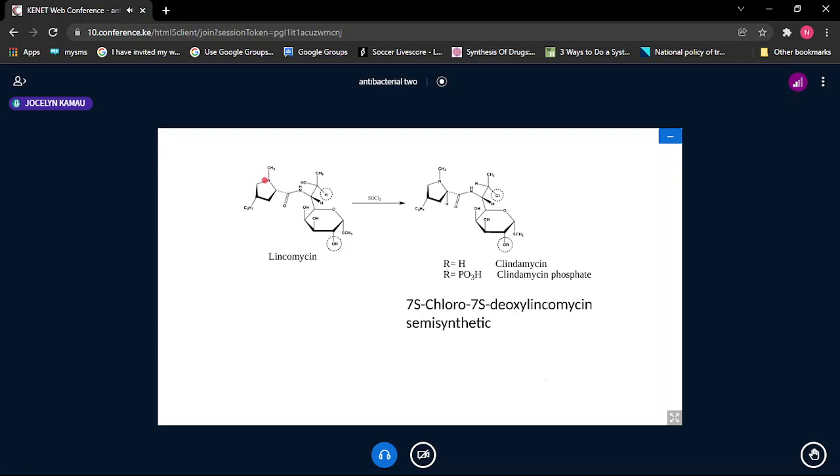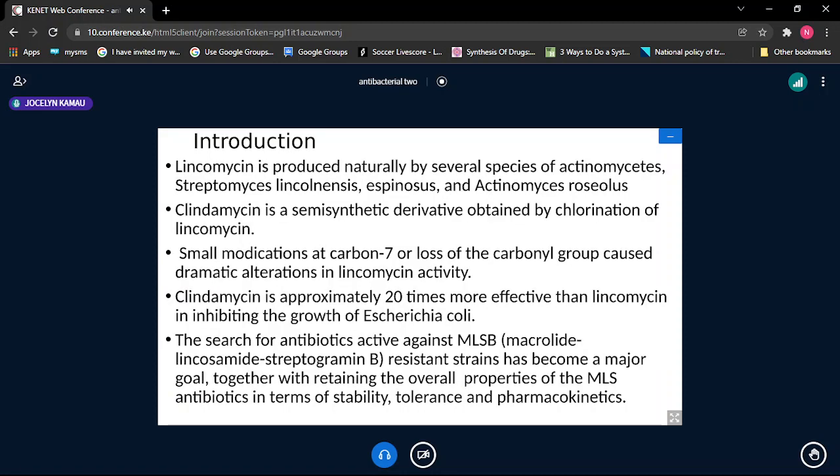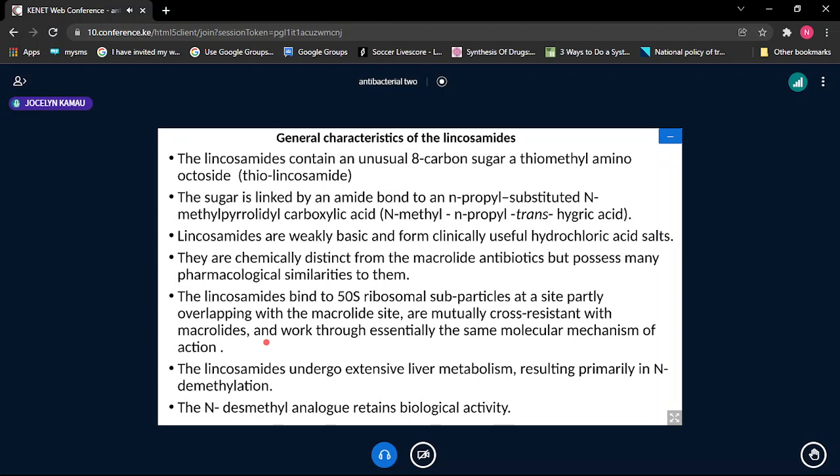So this nitrogen is highly basic if you compare it to this nitrogen, because this nitrogen is attached to an electron withdrawing group, and therefore the lone pair of electrons of that nitrogen are a bit pulled away. So this nitrogen is highly basic. That's why we are saying that the lincosamides will be basic in nature. They are weakly basic and form clinically useful hydrochloride salts. So we are able to formulate them into the hydrochloride salts. Again, when you formulate them into their salts, more often than not, it is just for purposes of increased water solubility.